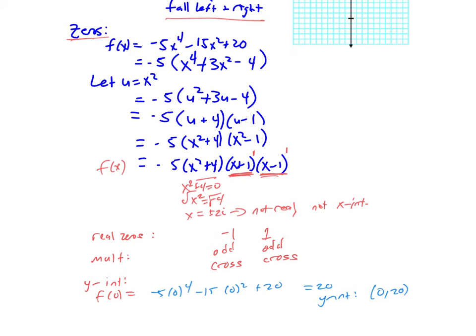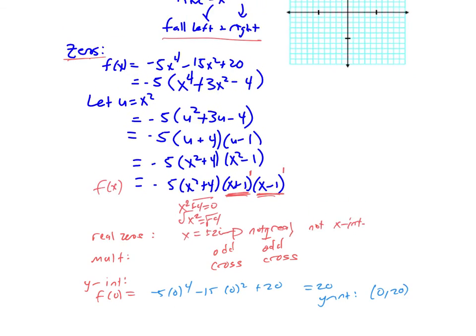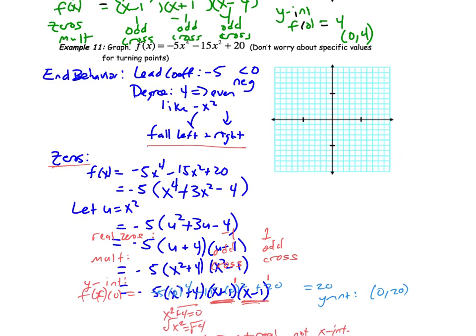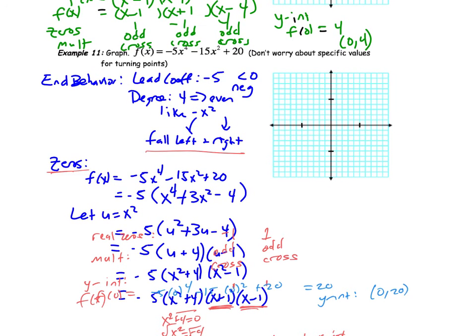So let's do that. I am going to scroll back up. I don't know why the text is going through here, but hopefully you have it. I'm going to put a scale on the y-axis. I'm going to say that the first tick mark is 20 because the y-intercept is the ordered pair 0, 20.